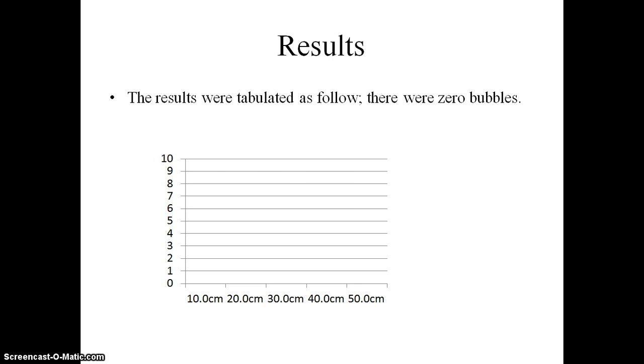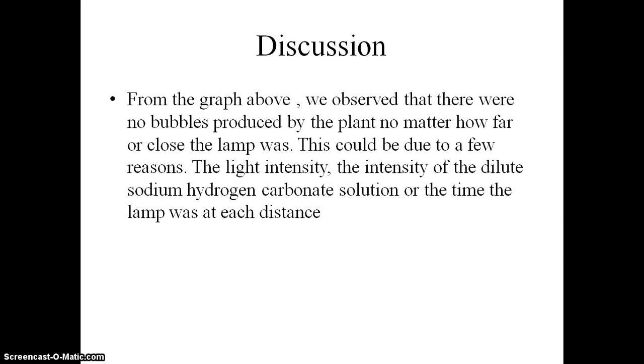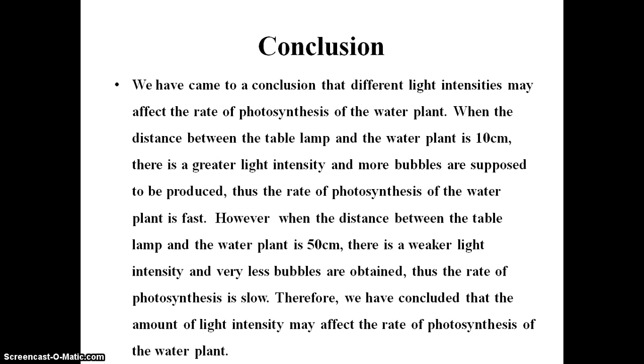There were 0 bubbles. In the graph above, we observed that there were no bubbles produced by the plant no matter how far or close the lamp was. This could be due to a few reasons: the light intensity, the concentration of the dilute sodium hydrogen carbonate solution, or the time the lamp was at each distance. We have come to a conclusion that different light intensities may affect the rate of photosynthesis of the water plant.